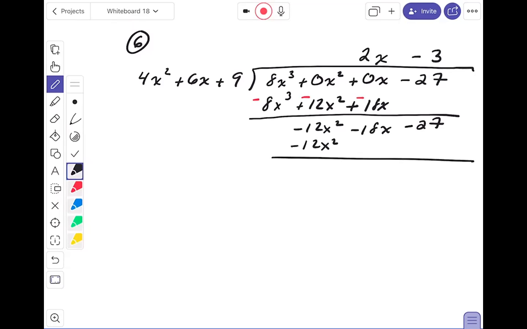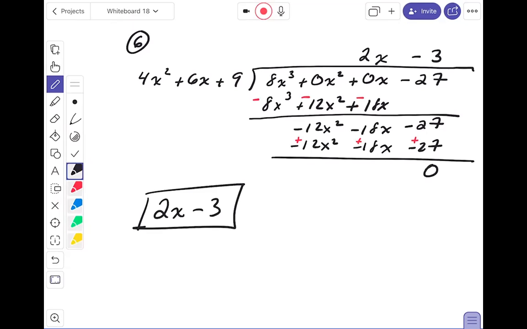Minus 3 times plus 6x is minus 18x. Minus 3 times 9 is minus 27. Again, we recommend subtraction, but a lot of students struggle with that, so we say change the signs and combine. And what do you get? 0. So what's my answer? 2x minus 3.